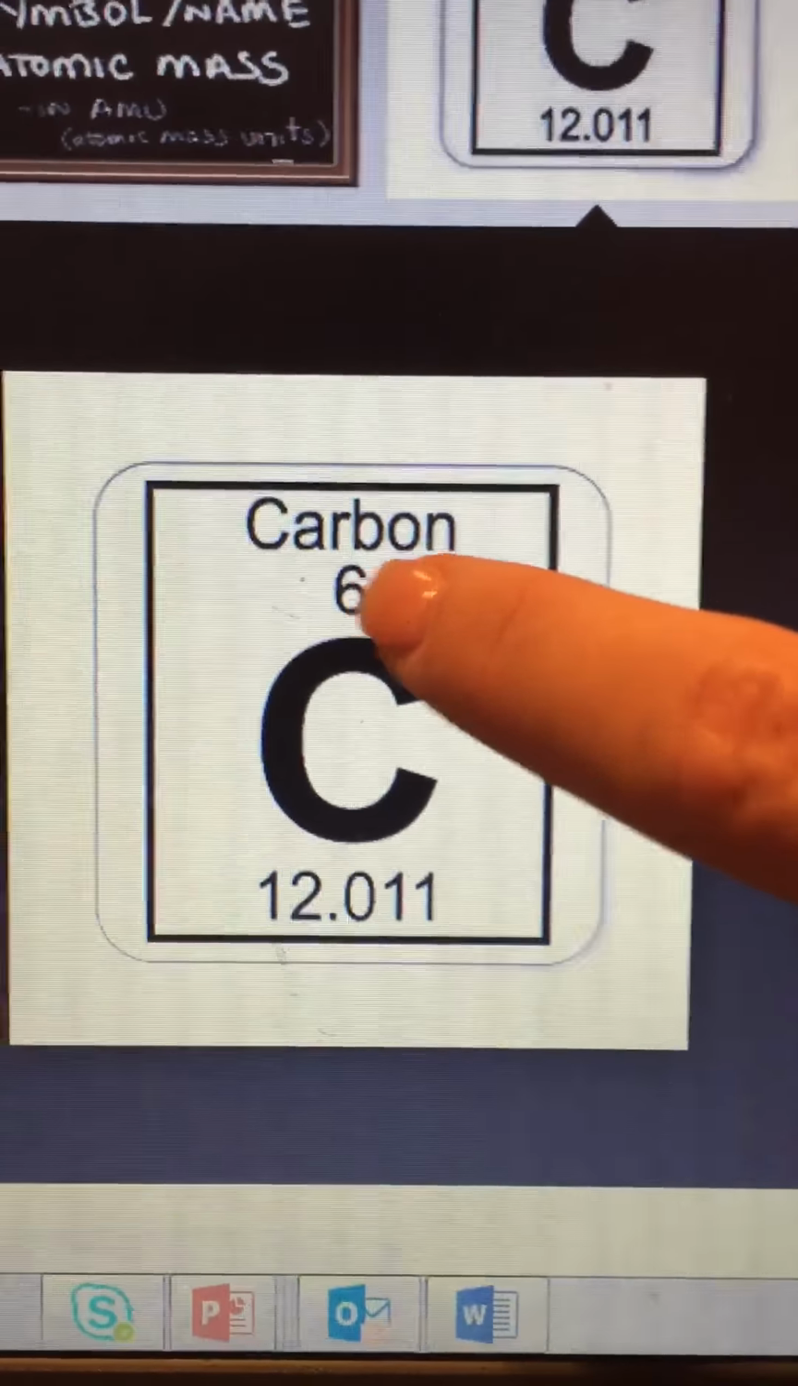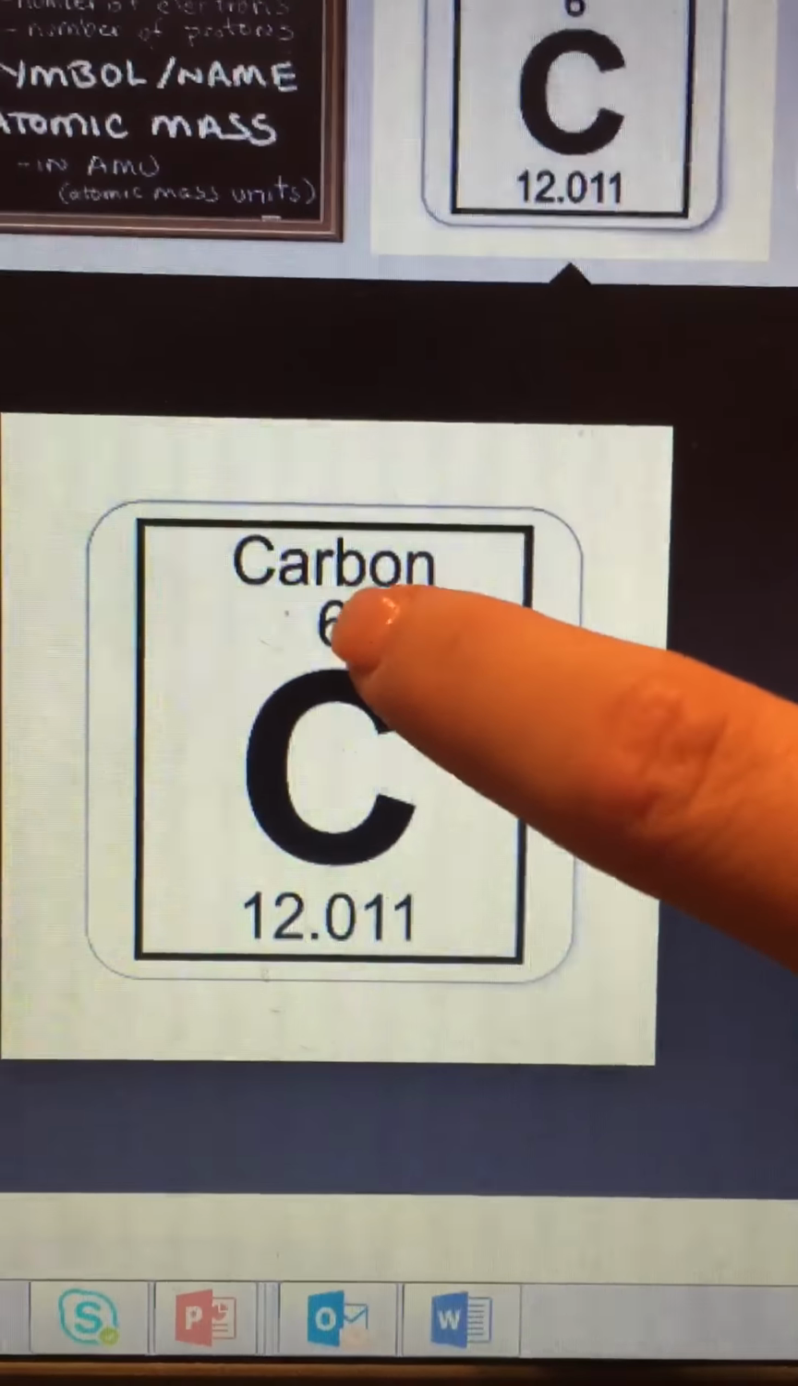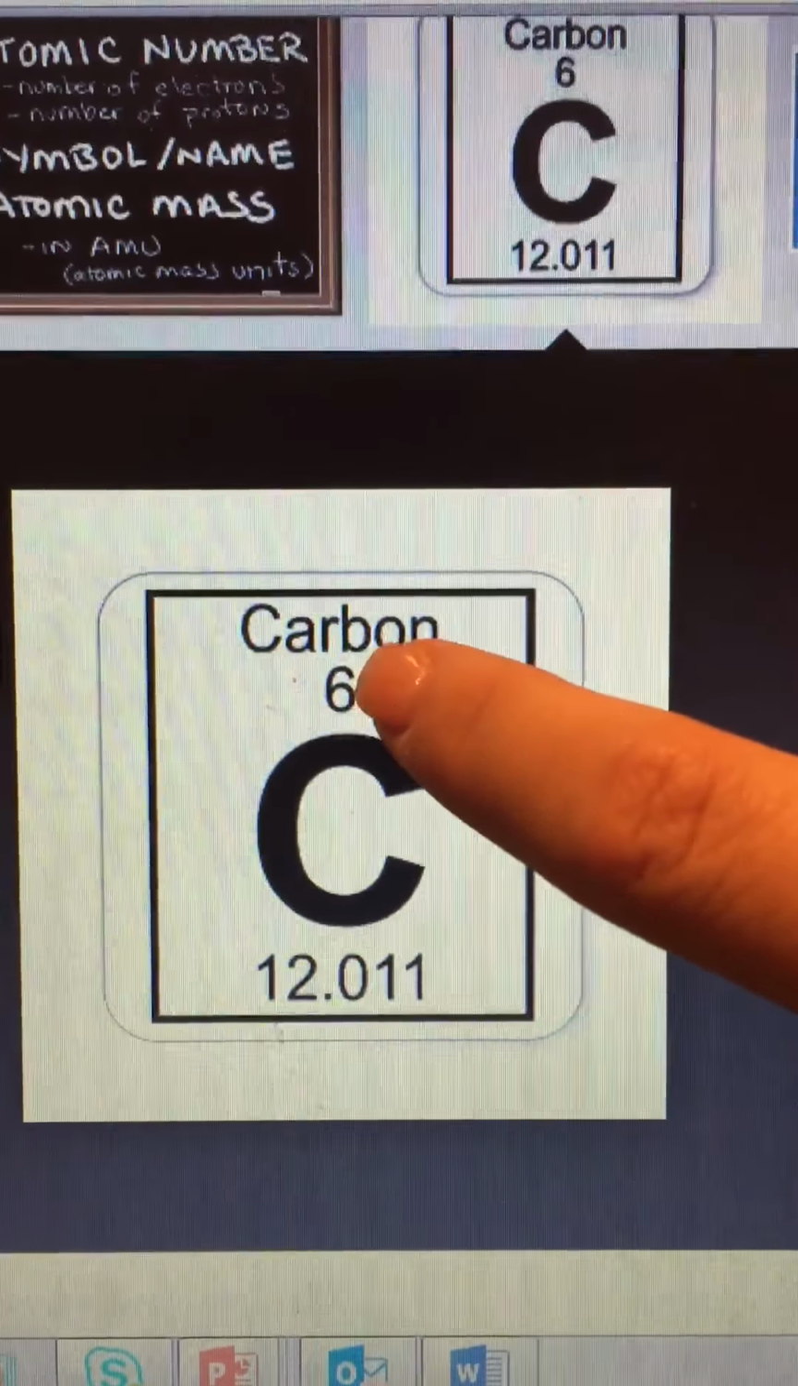Now remember, for our purposes, protons and electrons are going to be equal, so 6 also tells you that there's 6 electrons.